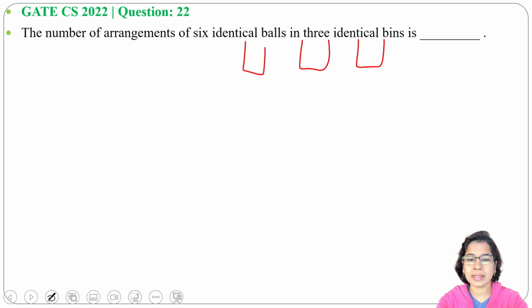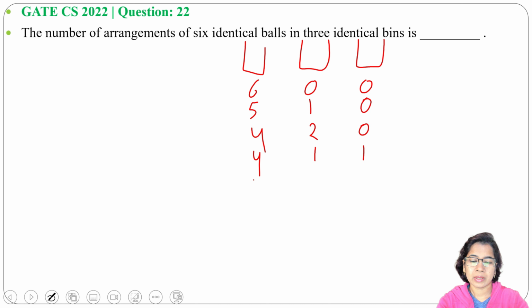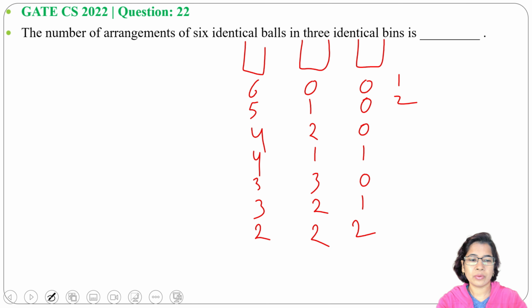So how can we arrange them? 6, 0, 0. If these 6 go to the second bin or third bin, all are the same, as these 3 bins are identical. Then 5, 1, 0; 4, 2, 0; 4, 1, 1. Then 3, 3, 0; 3, 2, 1; 2, 2, 2. So 1, 2, 3, 4, 5, 6, 7. There are a total of 7 ways we can arrange 6 identical balls in 3 identical bins.